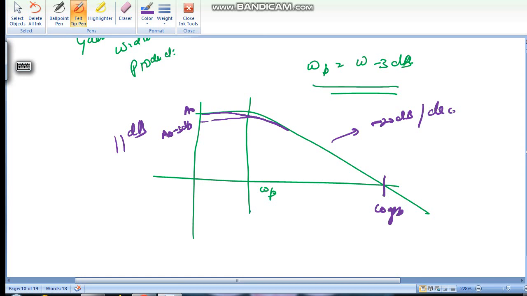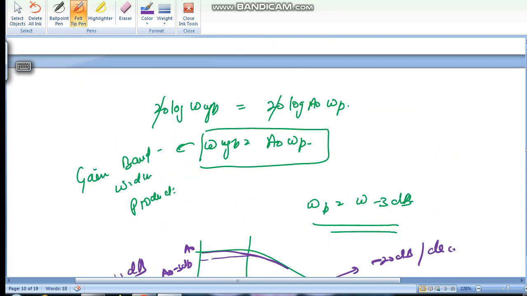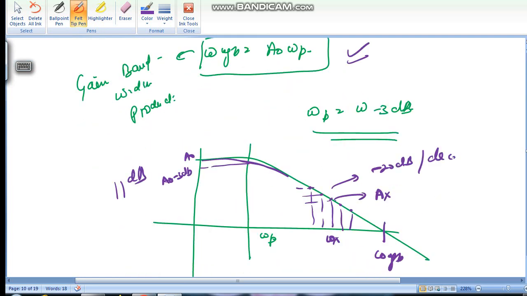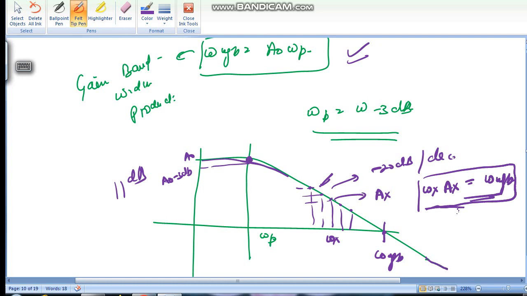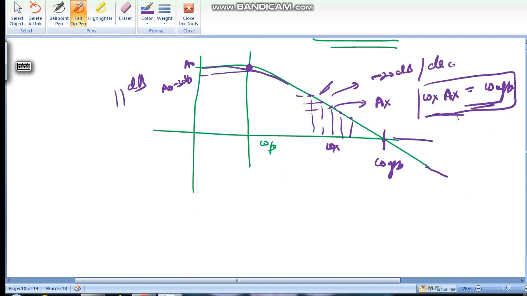Now on this line, these are the gains at different frequencies. Say we consider this point, with gain AX at frequency omega x. It will satisfy this equation on this 20 dB roll off, so omega x times AX equals omega UGB. Any point on this line will satisfy this equation, from this point to this point, even until another pole or zero comes in. Now let's draw the phase plot.